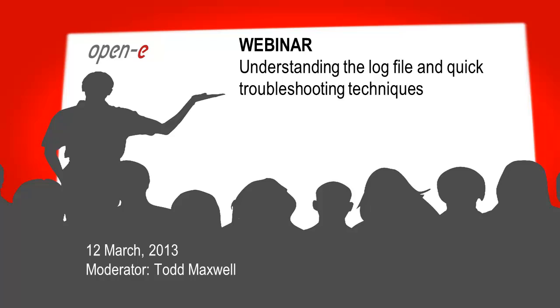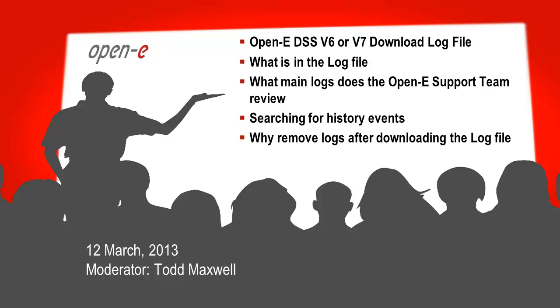Today is March 12th, 2013. My name is Todd Maxwell, and we're going to be talking about understanding the log file and quick troubleshooting techniques. So we're going to go into some of the topics of the DSS v6 or v7 download log file. What is in the log file? What main logs does the OpenE support team review?